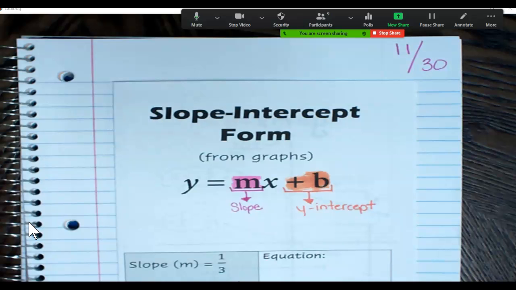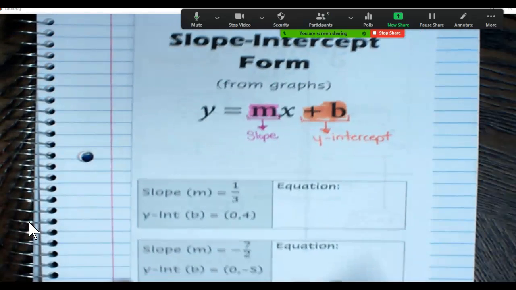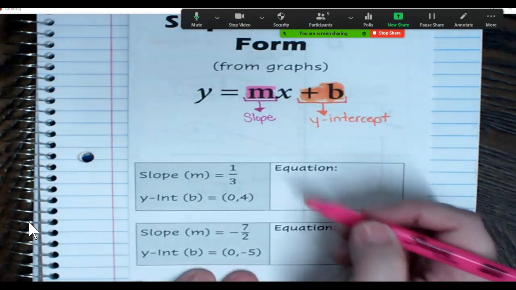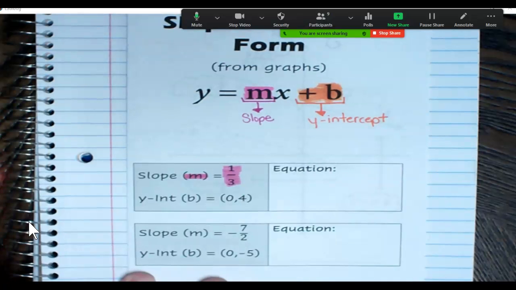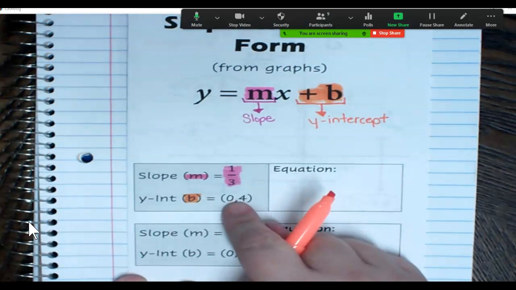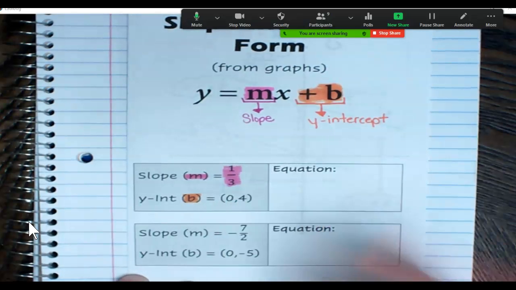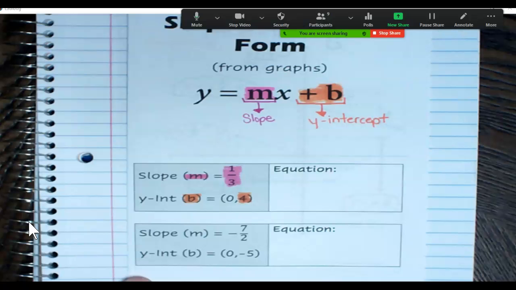Okay? So first, let's practice. I just want to practice writing the equation. If I give you the slope, I give you the y-intercept, can you put it in the equation? All right, so let's look at our first example here. I tell you that the slope is 1/3. I tell you that the y-intercept is 0,4. If it crosses the graph at 0,4, what is the value of the y-intercept? It's just the 4. It's that y value. Y-intercept is the y value where it crosses the y-axis.